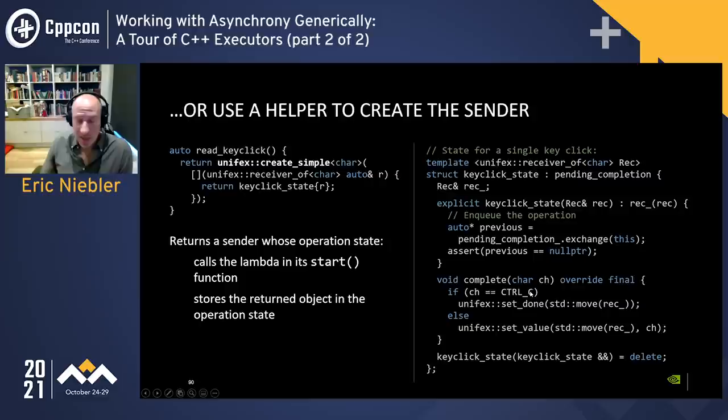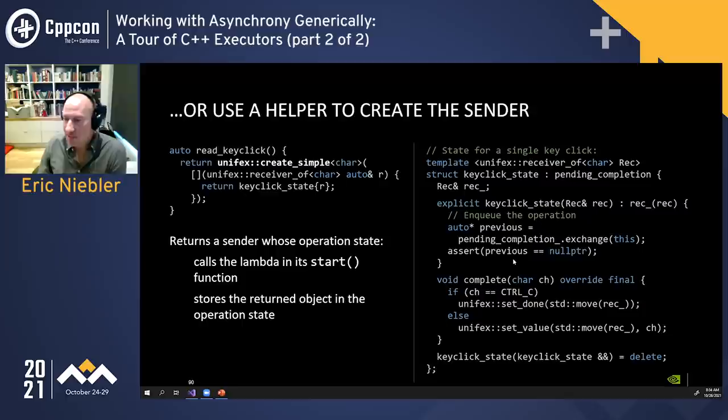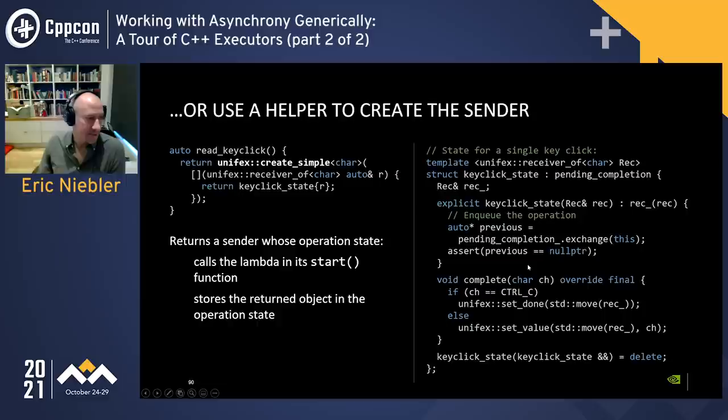And this object is immovable. I delete the move constructor. You think, well, that's nutty because I'm returning one right here. Doesn't that invoke a move constructor? It does not. As of C++17, we have guaranteed copy elision. So you don't even have to have a move constructor on returned objects. So what happens is this thing gets blasted into place within the operation state and its address is stable. So this is another way that we could have defined the key click sender.